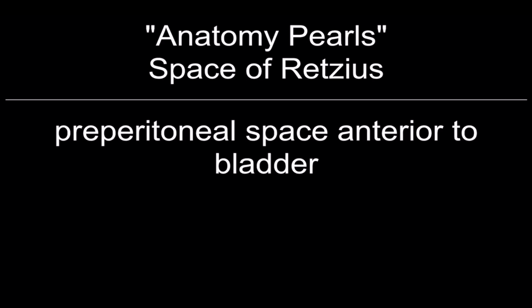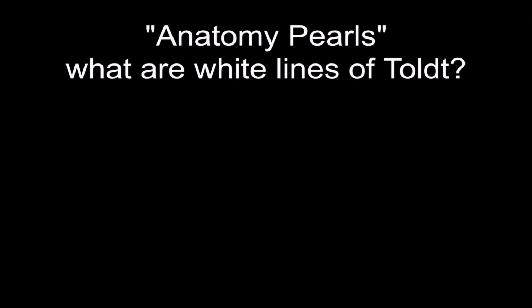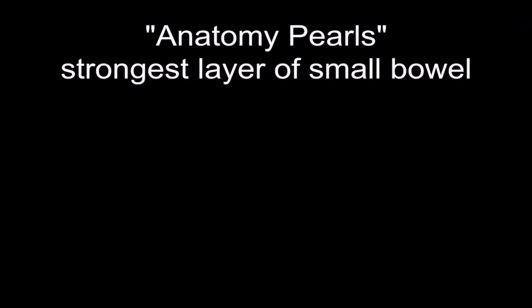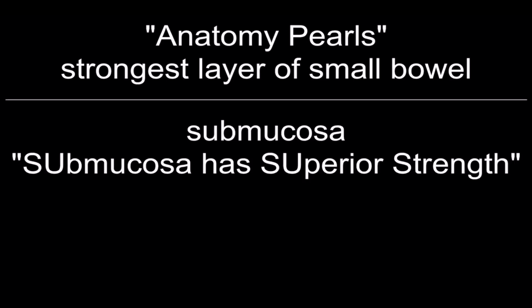What is the space of Retzius? Preperitoneal space anterior to the bladder. What are white lines of Toldt? Lateral peritoneal reflections of ascending and descending colon. What is the strongest layer of the small bowel? Submucosa. Submucosa has superior strength. That's a great way to remember it.